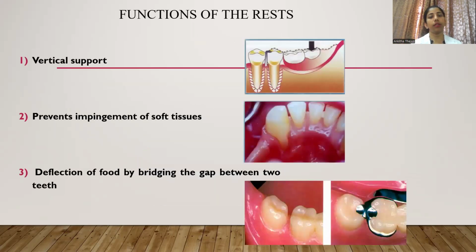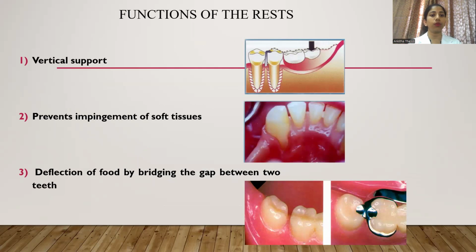Next, what are the functions of a rest? It acts as a vertical support, and it prevents impingement of the RPD on the mucosa, that is, soft tissue impingement.